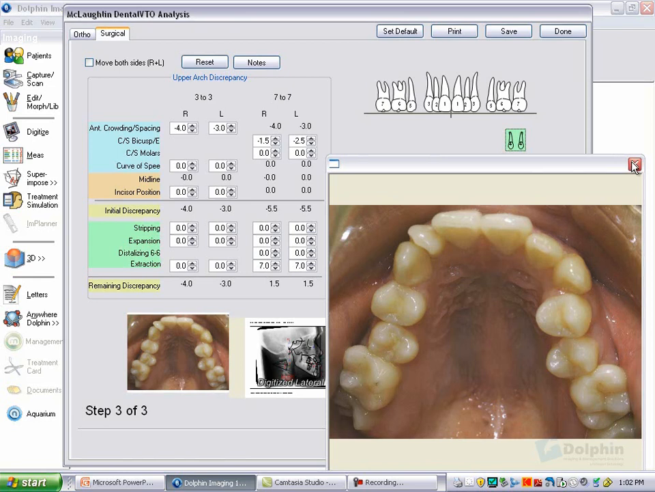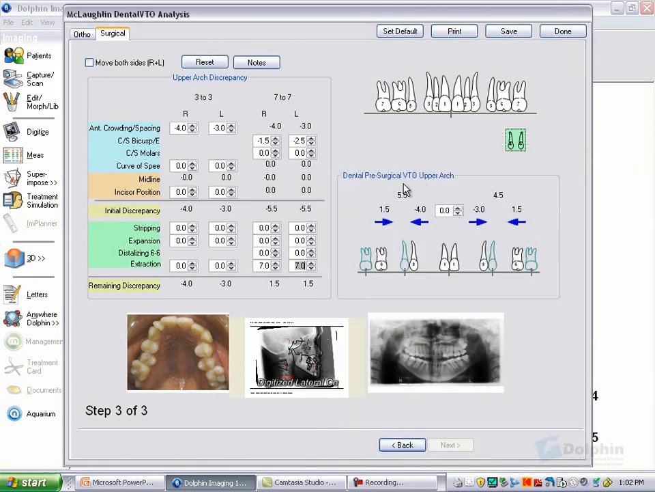So we can set this back here, and now we look at the fifth chart, and that tells us the movement that's going to go on in the upper arch. The upper right canine is going to move back 4 millimeters. It'll need to be retracted 4 millimeters. And here we see the 4 millimeters where we gather that information at the bottom of the 3 to 3 row on the right side. And on the left side, the canine will be retracted a total of 3 millimeters.